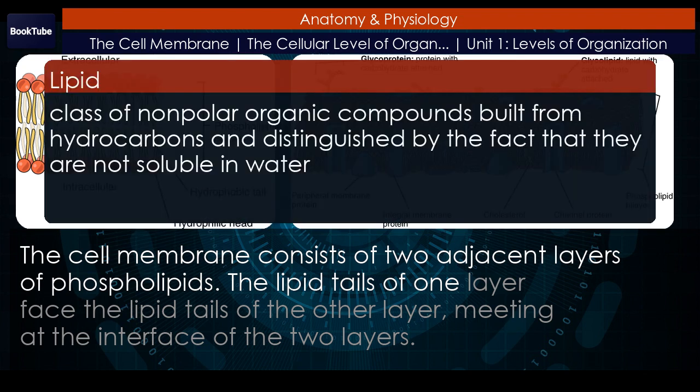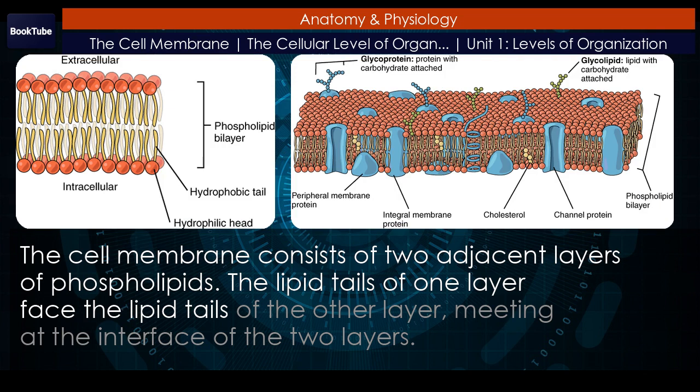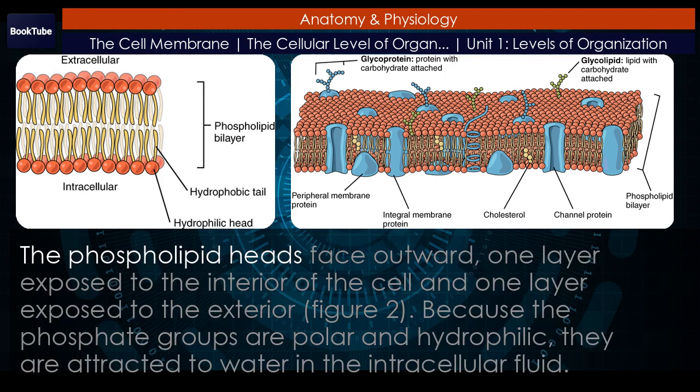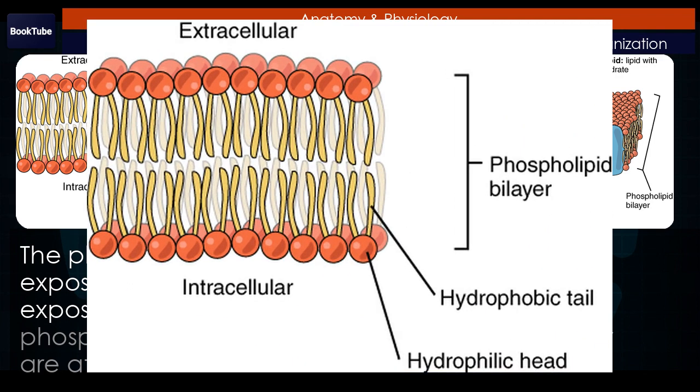The lipid tails of one layer face the lipid tails of the other layer, meeting at the interface of the two layers. The phospholipid heads face outward, one layer exposed to the interior of the cell and one layer exposed to the exterior. Figure 2.